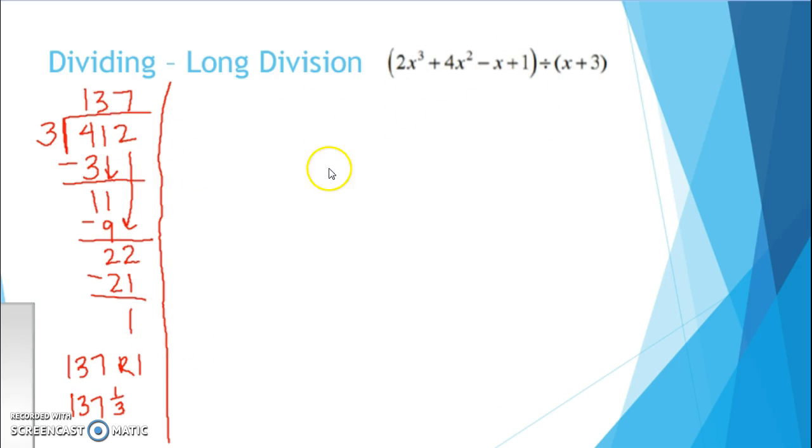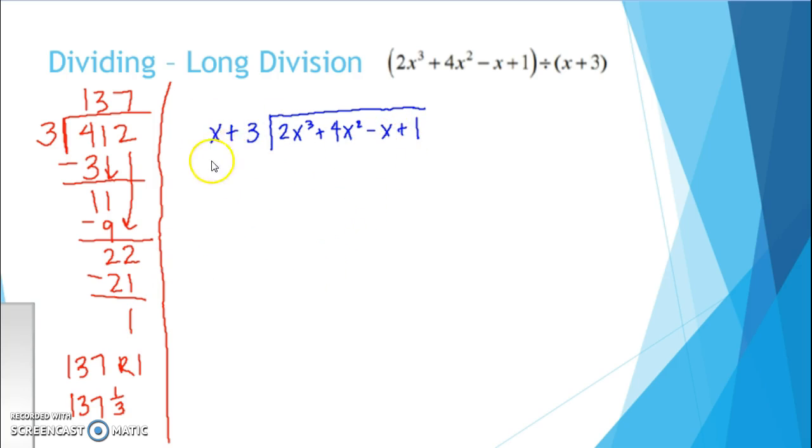So for this example, I've got 2x cubed plus 4x squared minus x plus 1 divided by x plus 3. So I'm going to set it up the same way. On the outside, I've got x plus 3, and then under my division bar, I have 2x cubed plus 4x squared minus x plus 1. Now it's very important that you don't skip any exponents under your division bar. So for example here, I've got x cubed, x squared, x to the first, and then no x. So I didn't skip anything, so we're good. Always keep that in mind, you can't skip.